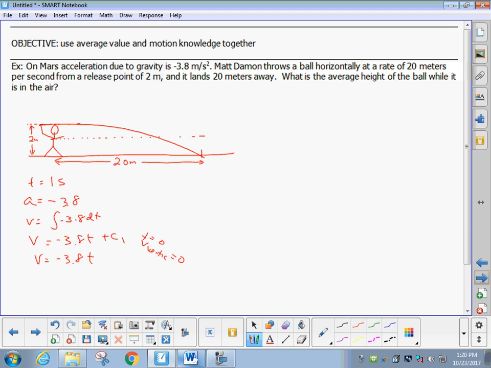Now I go to height. How do I get height? Integrate velocity. The antiderivative of negative 3.8 t dt is negative 1.9 t squared plus some new constant. Do I have an initial height condition? Yeah. At time 0, the height is 2, so that implies that the height equation is negative 1.9 t squared plus 2. Okay, now how do I find the average height?